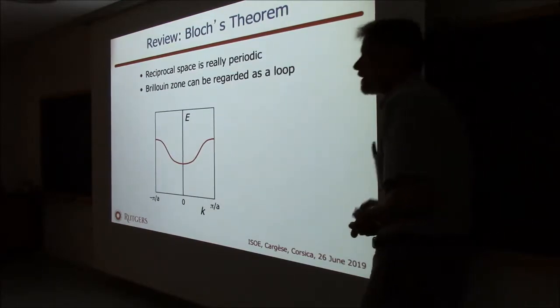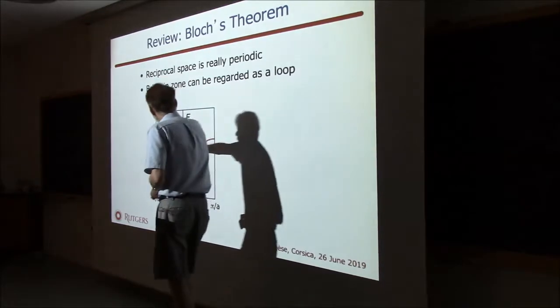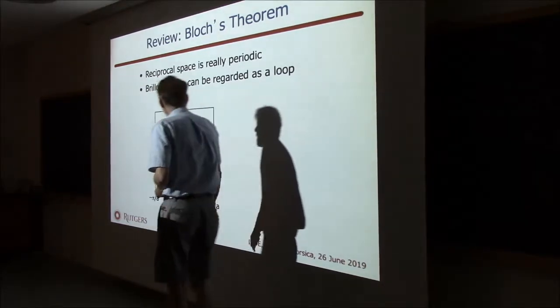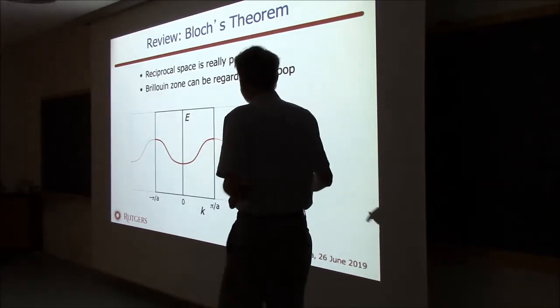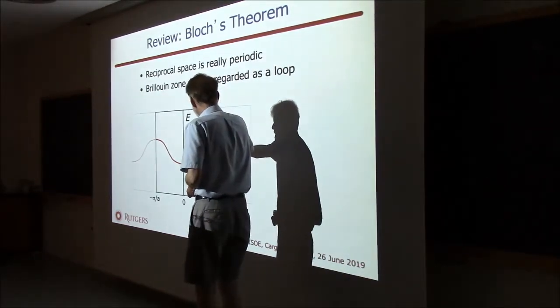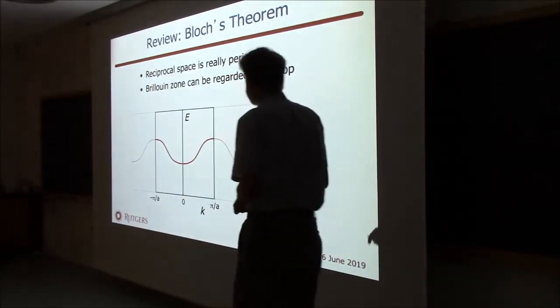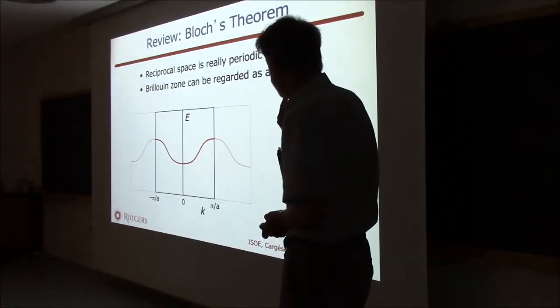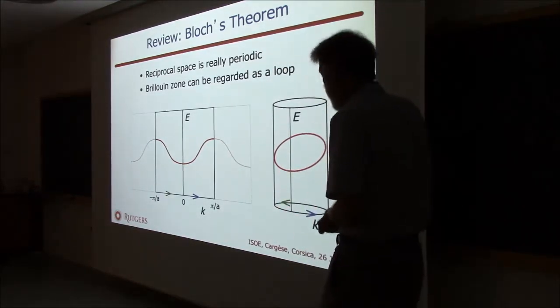This is the way it's usually drawn in textbooks. But the fact is that this state over here and this state over here are exactly the same state. And sometimes you see this drawn in kind of an extended zone scheme, but again, this label and this label are duplicate labels for exactly the same state. And so another way to think about the Brillouin zone is that it's really a loop, right?